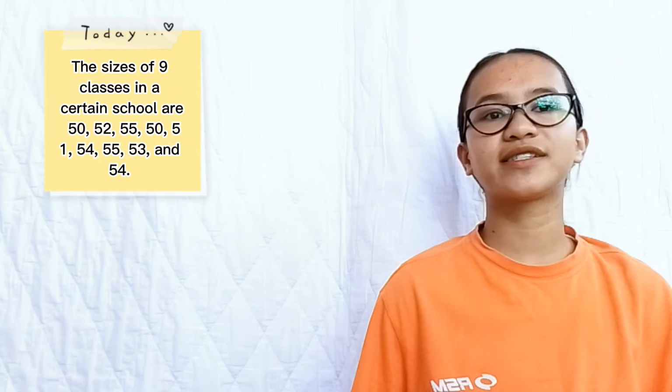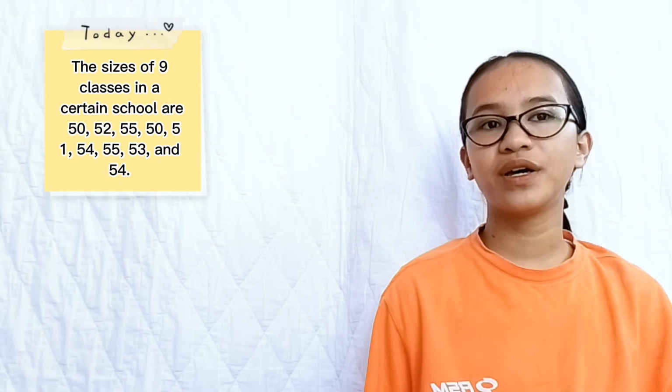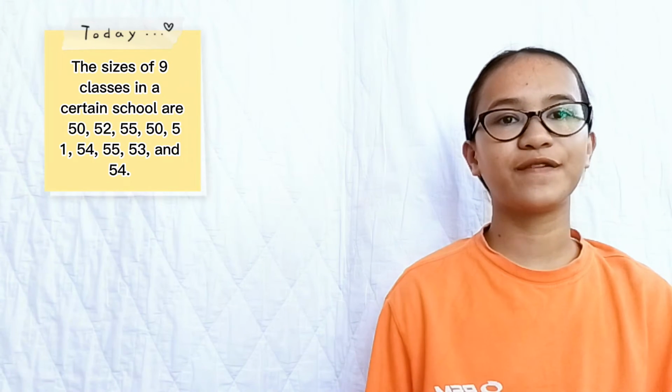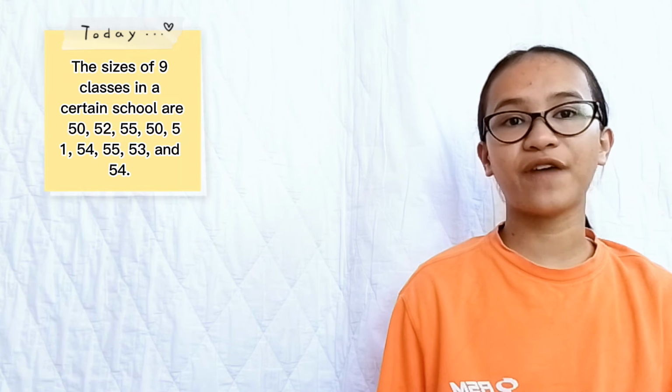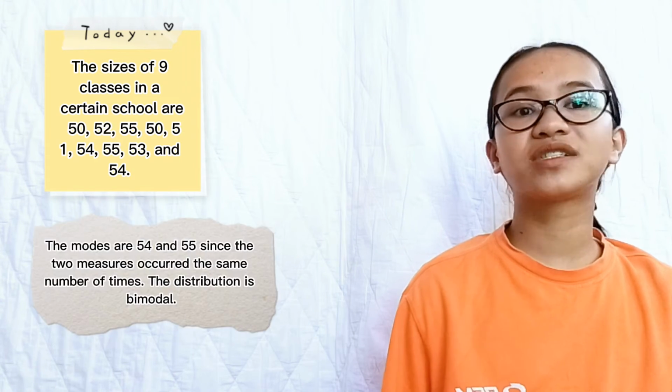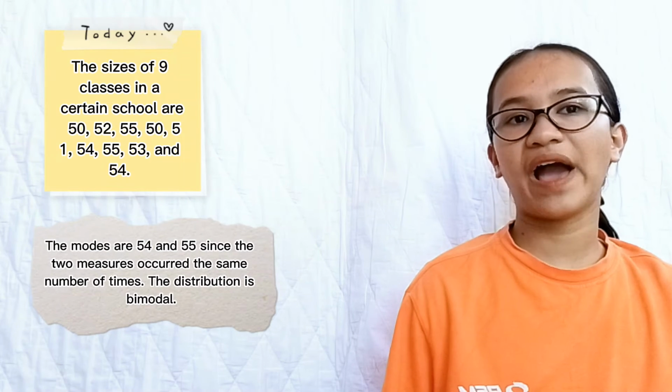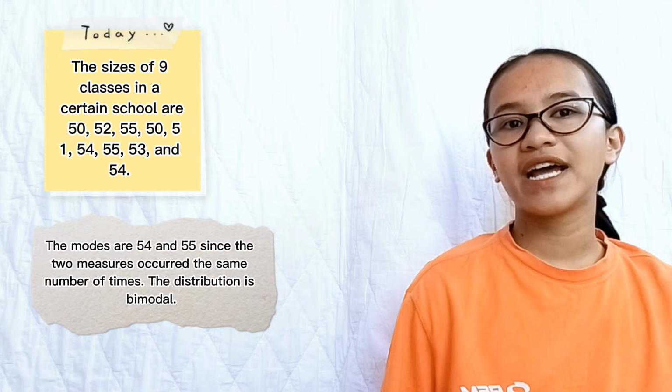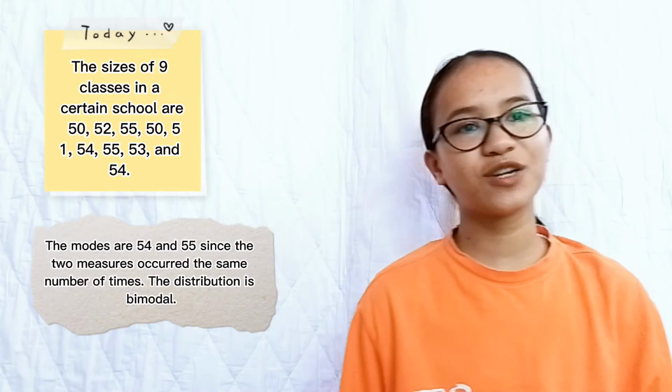Second example, the sizes of 9 classes in a certain school are 50, 52, 55, 50, 51, 54, 55, 53, and 54. The answer would be the modes are 54 and 55, since the two measures occurred the same number of times. The distribution is bimodal.